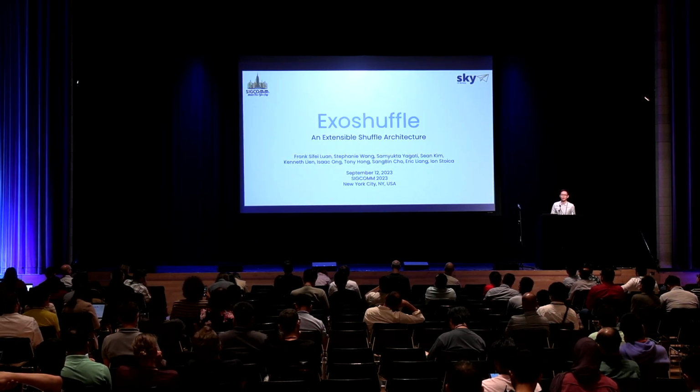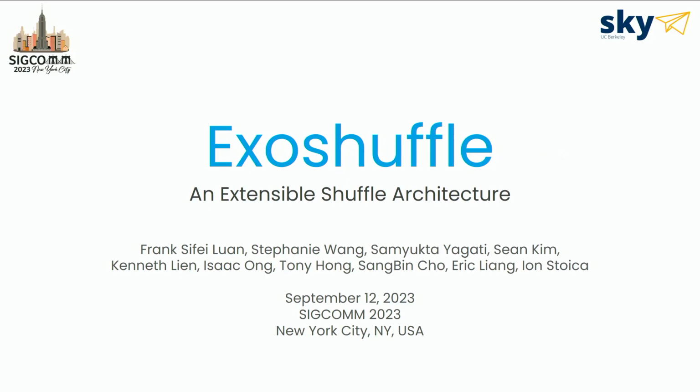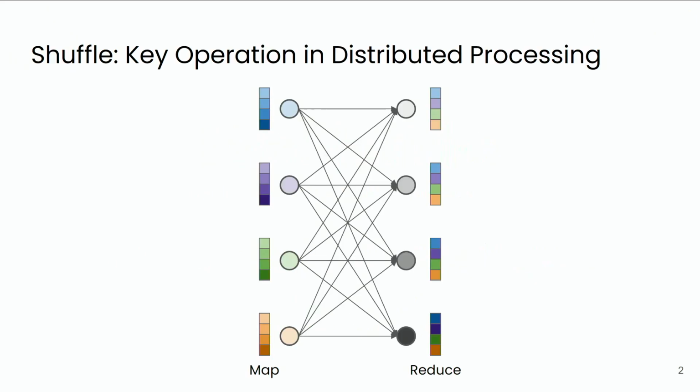Hello, everyone, and thank you for staying until the last session, last talk of the day. My name is Frank. I'm a PhD student at UC Berkeley, and today I'm excited to talk to you about Exoshuffle, an extensible shuffle architecture. This is work with my fellow colleagues at Berkeley and at Anyscale. Let's jump into it.